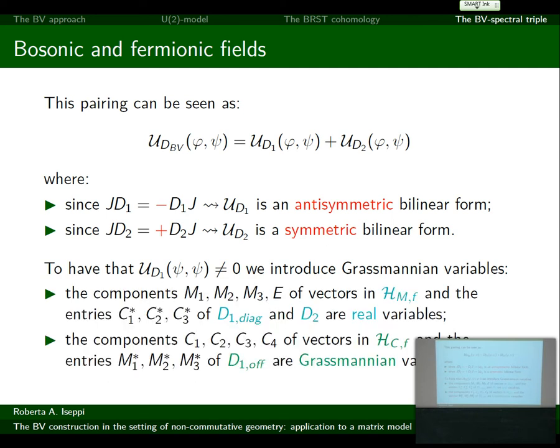So the components M1, M2, M3, and E of the vectors in H_MF, and also C1 star, C2 star, and C3 star that were appearing in D1 diagonal and also in D2, should be real variables. While C1, C2, C3, and C4, which were components in H_CF, and also M1 star, M2 star, and M3 star, which were inside D1 off-diagonal, should be Grassmannian. This is the only possibility in order to have really a nontrivial contribution coming from both of these parts. And this is exactly what we had from our model.